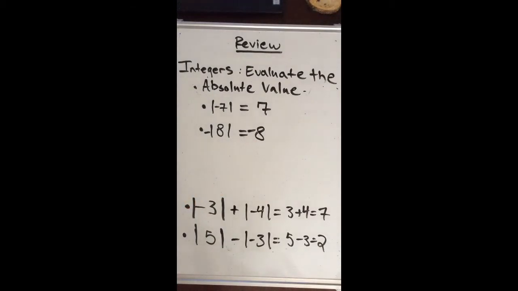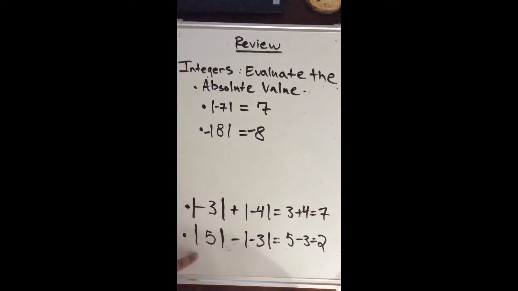For these questions on the bottom, they took a little bit more strategic maneuvering. We had to know that negative 3 within absolute value gave us a positive 3. Negative 4 within an absolute value gave us a positive 4. So this just looked like positive 3 plus positive 4, which is a positive 7.